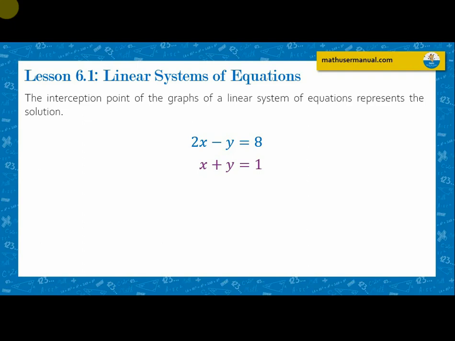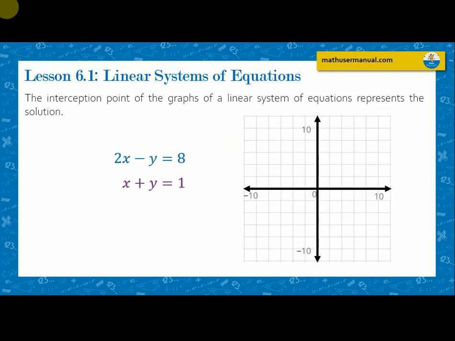There is a third method we can use to solve for linear systems of equations. And for this method, we need a coordinate system because this method is called the graphing method. And as the name says, we will need to do graphs. And in order to do graphs, we need a coordinate system. So we're going to be graphing both of these equations.